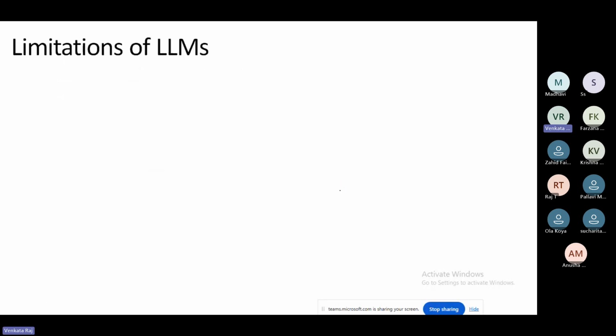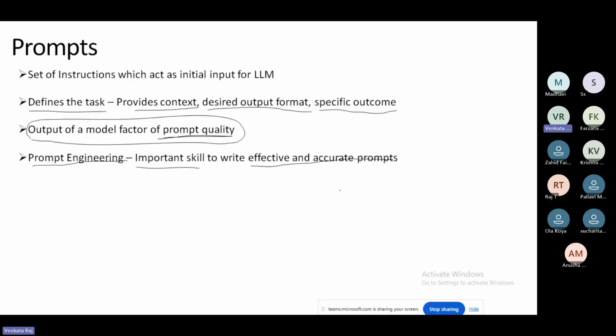So before I go to the next slide, any questions, anyone, on prompt? All of you clear? We'll discuss more details about what a prompt is, and we'll see what prompt engineering is.